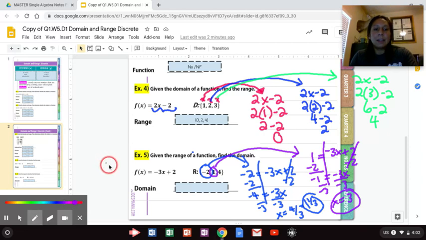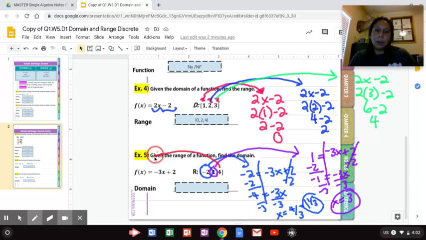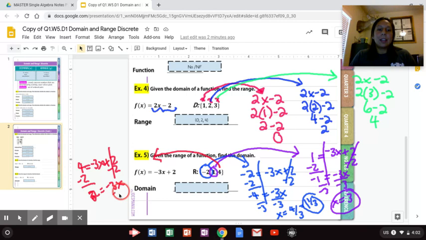Lastly, I have to figure out if my output was 4. I'm going to work it over here. So 4 is equal to -3x plus 2. I have to find the input. So the opposite of +2 is take away 2. So that's 2 equals negative 3x, divide by negative 3, divide by negative 3. So x equals negative 2/3.